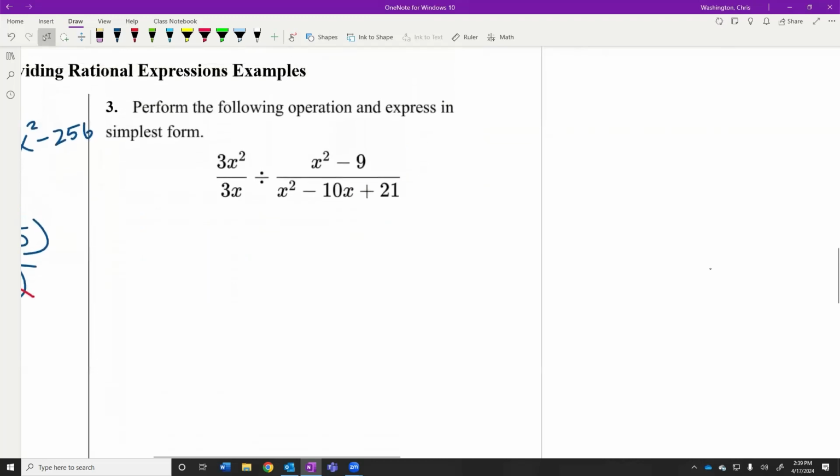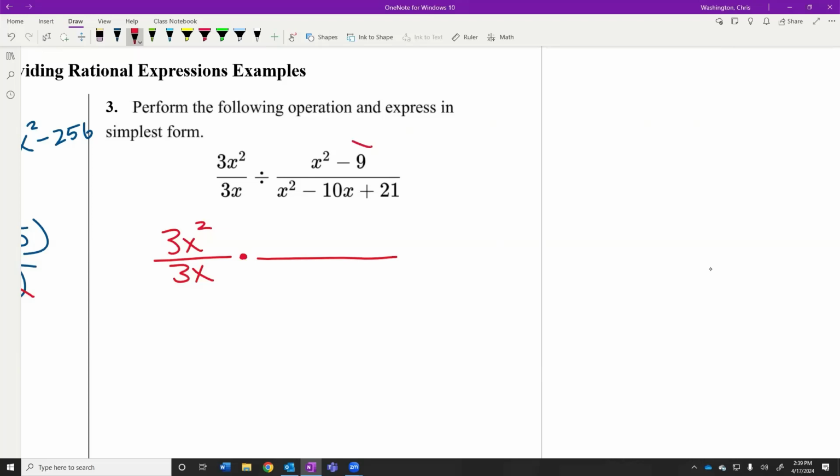3. We're dividing again. 3x squared and 3x. We cannot factor either of those. You can maybe write it like 3x times x if you wanted to, but that's really not going to serve us well. We are dividing. It's really hard to divide fractions, but dividing fractions is equivalent to multiplying by the reciprocal, and it is much easier to multiply. So I'm going to go ahead and switch that to multiply.